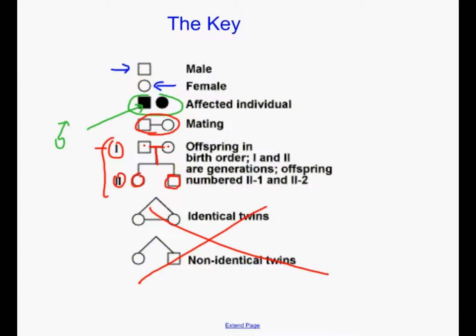And the odds are that you can't tell 100%. Remember, genetics is all about probability, so I never know for sure what's going on here. So the more people that you can put into the family tree, the more information you get.